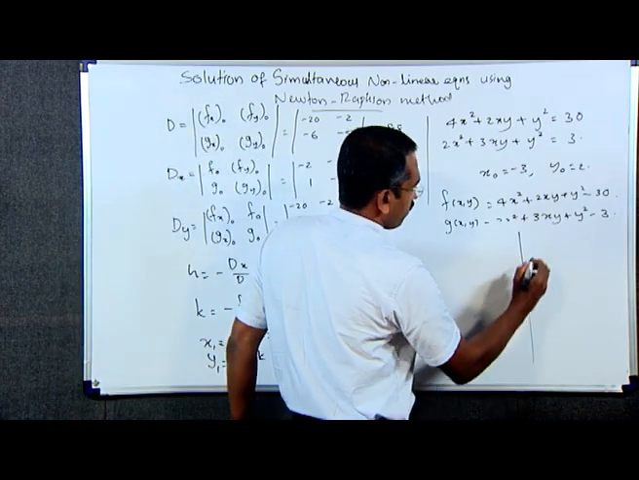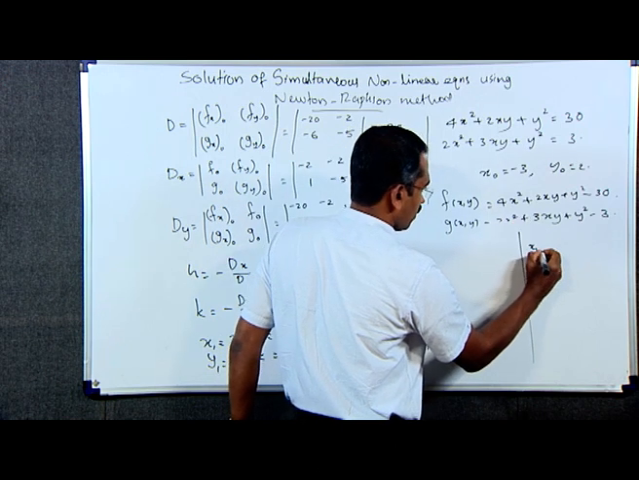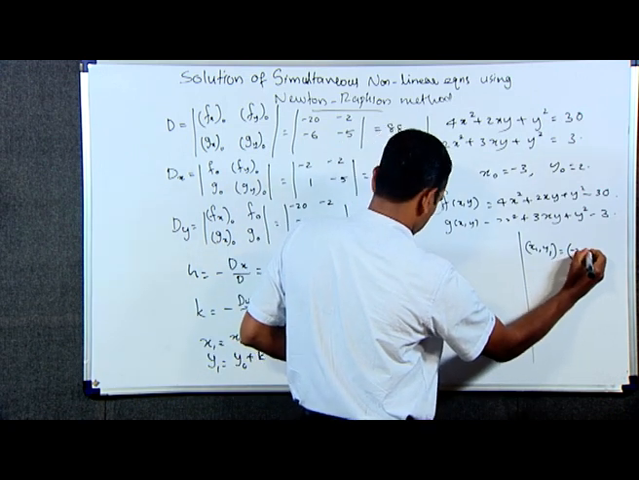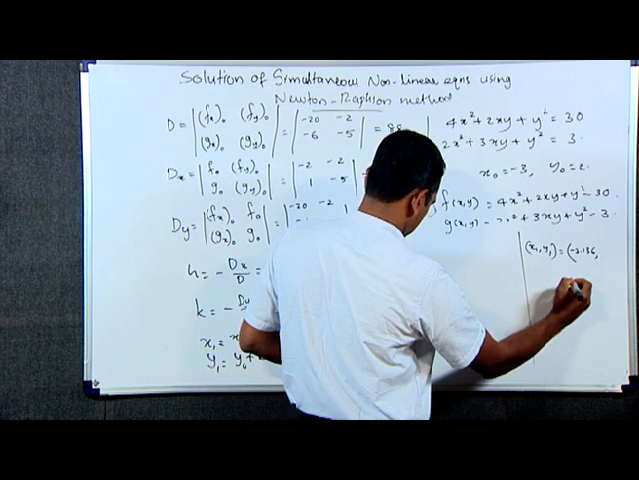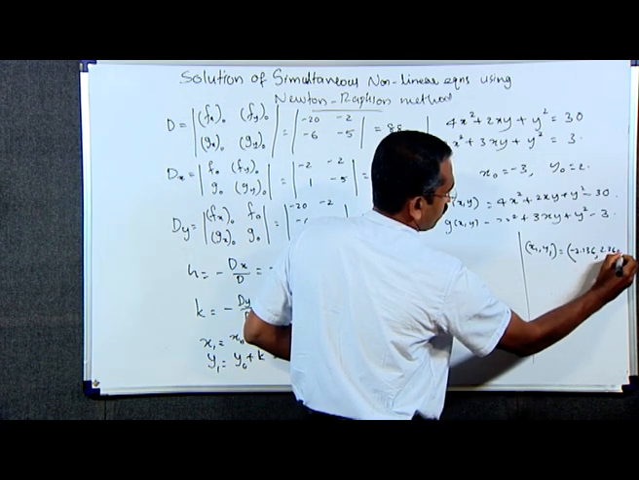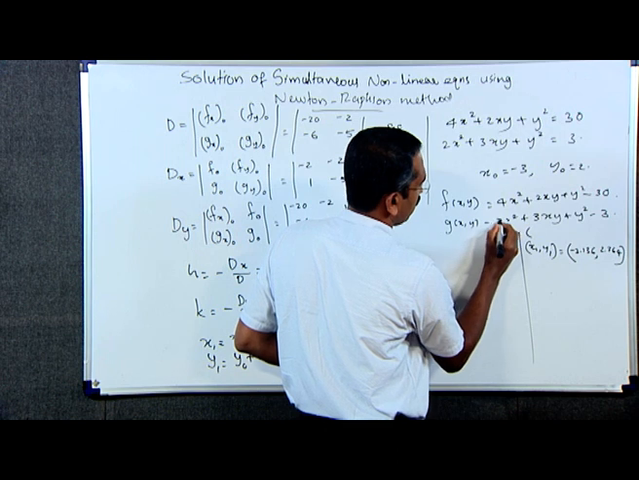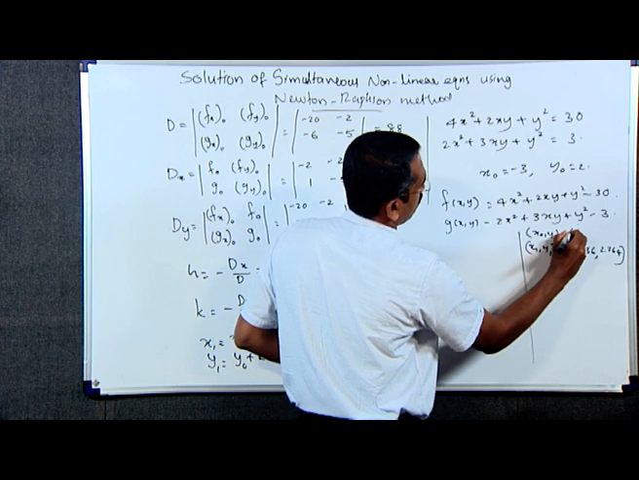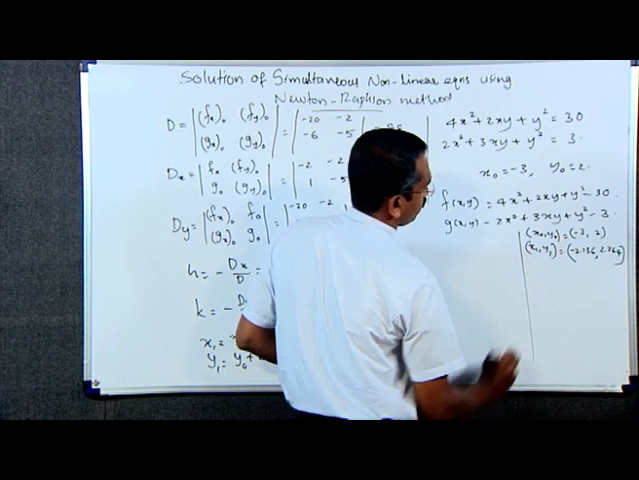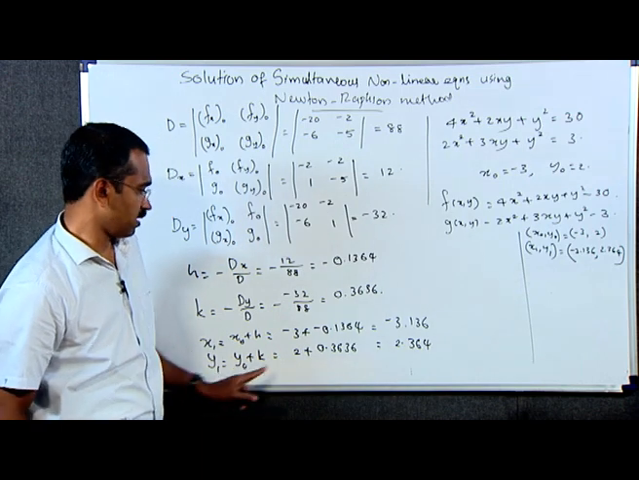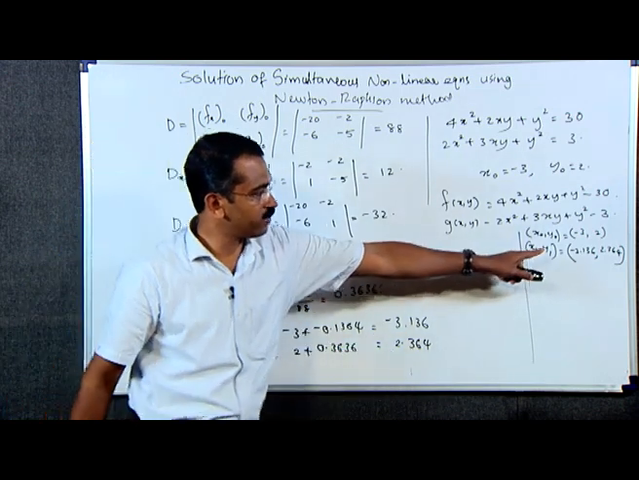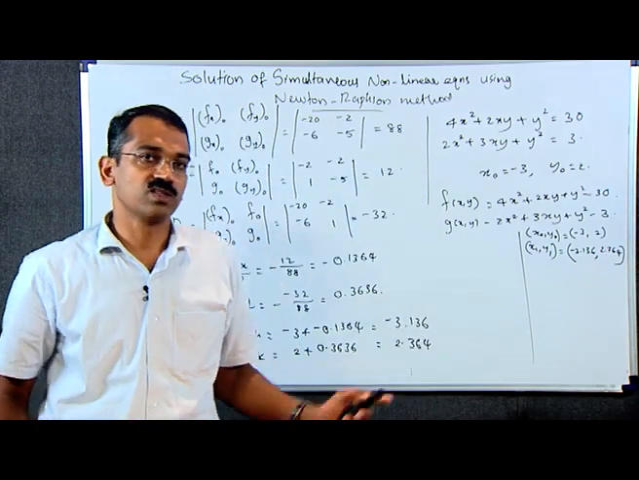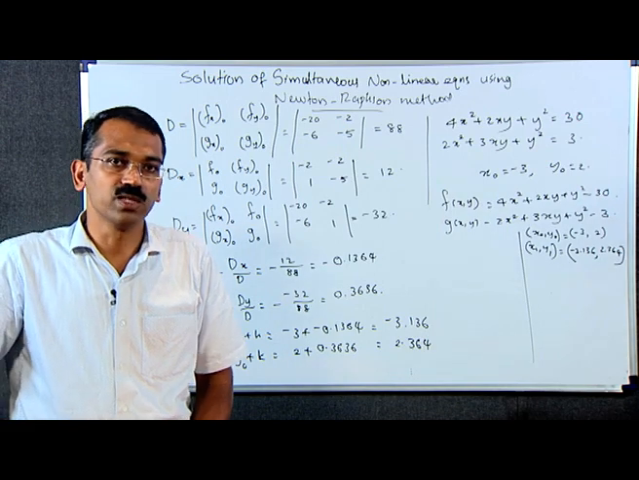The better approximation x1, y1 is minus 3.136 and 2.364. Initially, it is given that x naught, y naught is minus 3, 2. We obtained the better approximation as x1, y1 equal to minus 3.136 and 2.364, which are correct to 3 places of decimals.